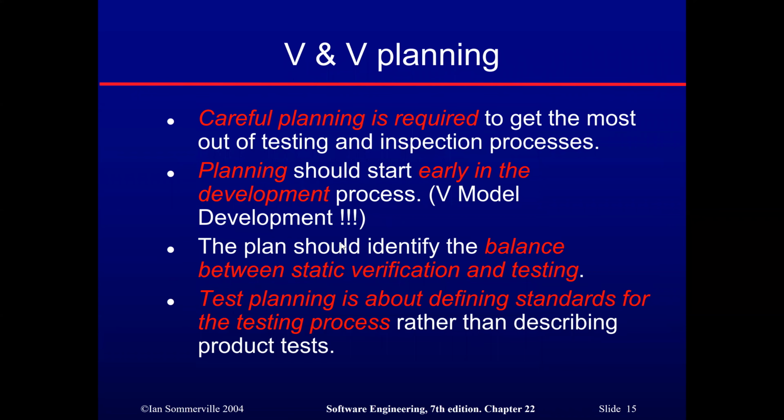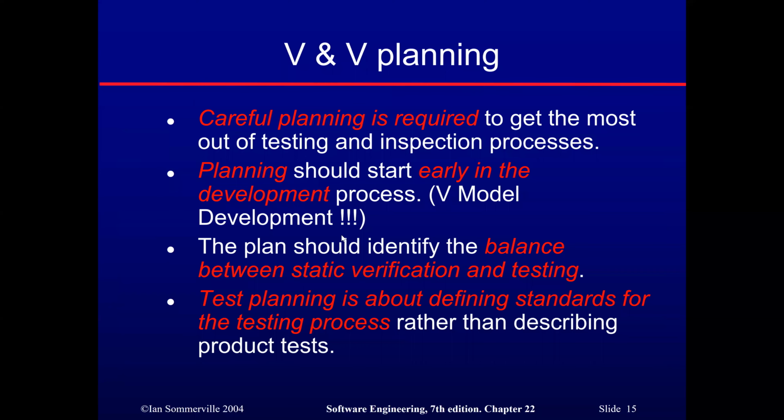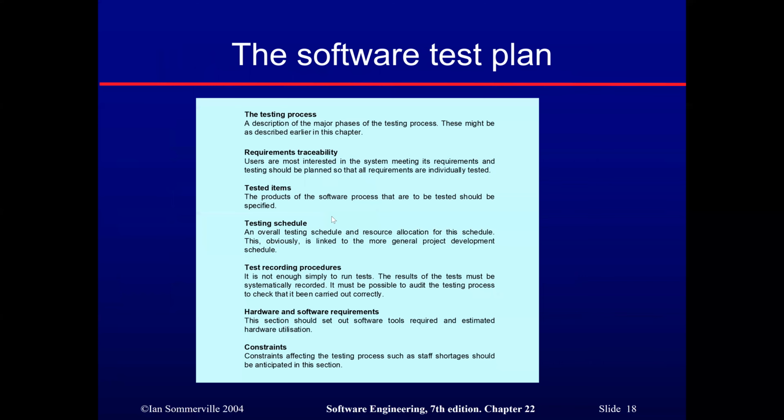The second thing I want to show you is this. Validation testing. It is intended to show that the software meets its requirements. So requirements traceability, another important parameter of the testing plan. Tested items, the products of the software process that are to be tested should be specified. Testing schedule, an overall testing schedule and resource allocation for the schedule.